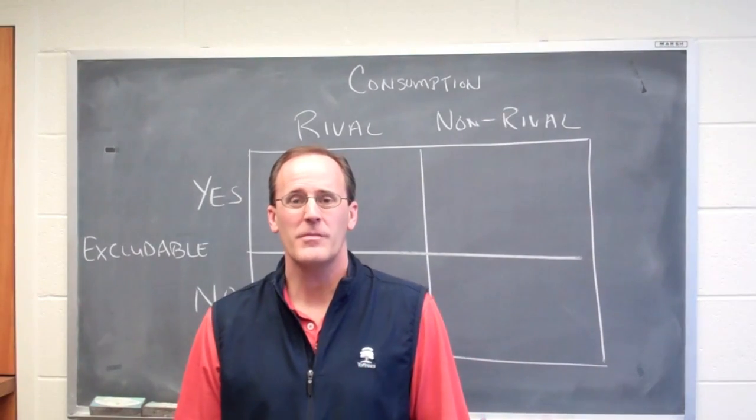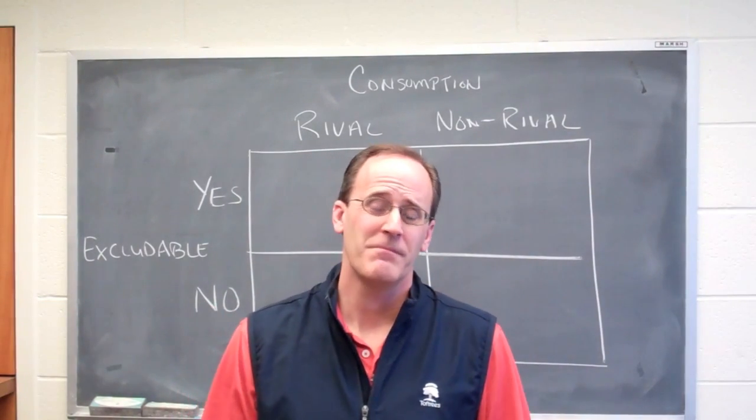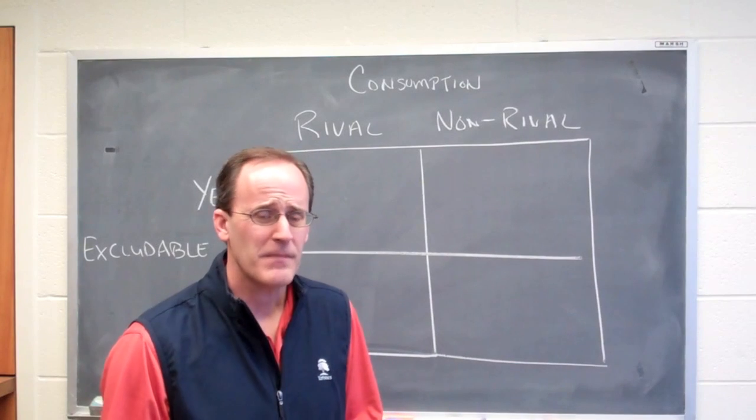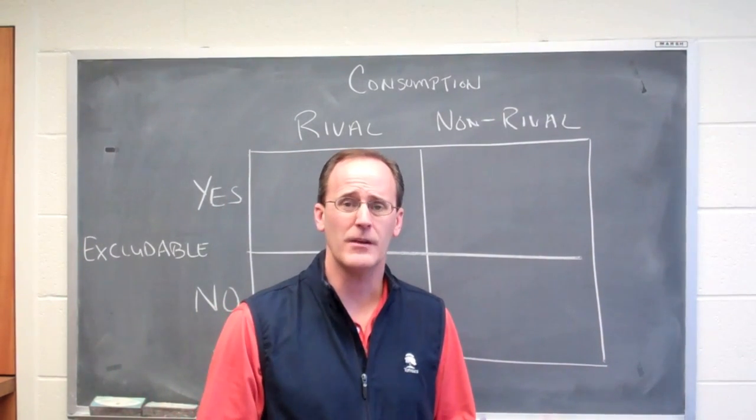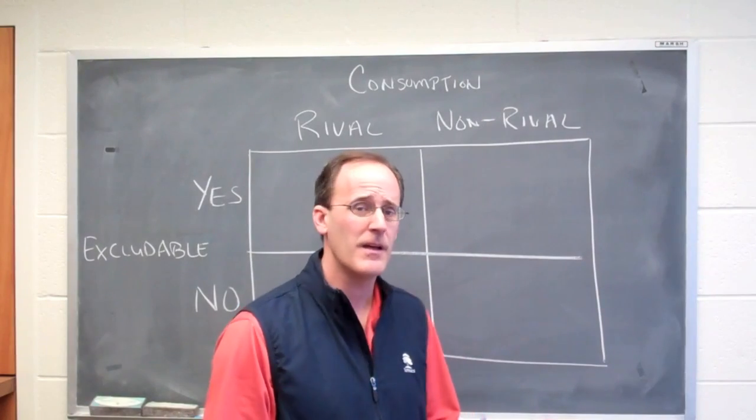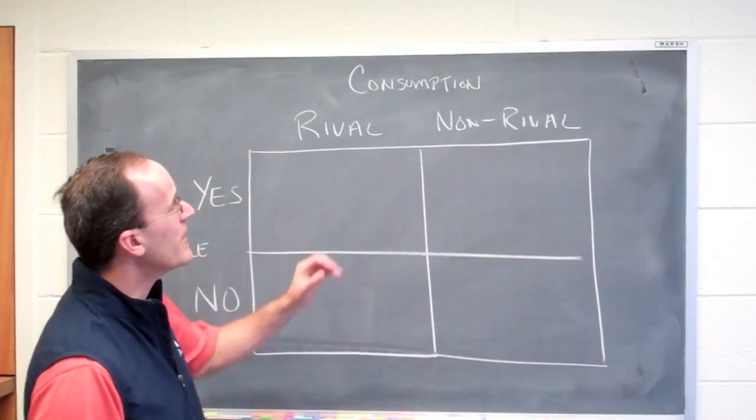During office hours, we're going to talk about the four types of economic goods. I've got a grid on the board behind me that we're going to use to figure out which goods are easily supplied by the marketplace and which goods should be supplied by the government. Let's start by looking at what we've got here.